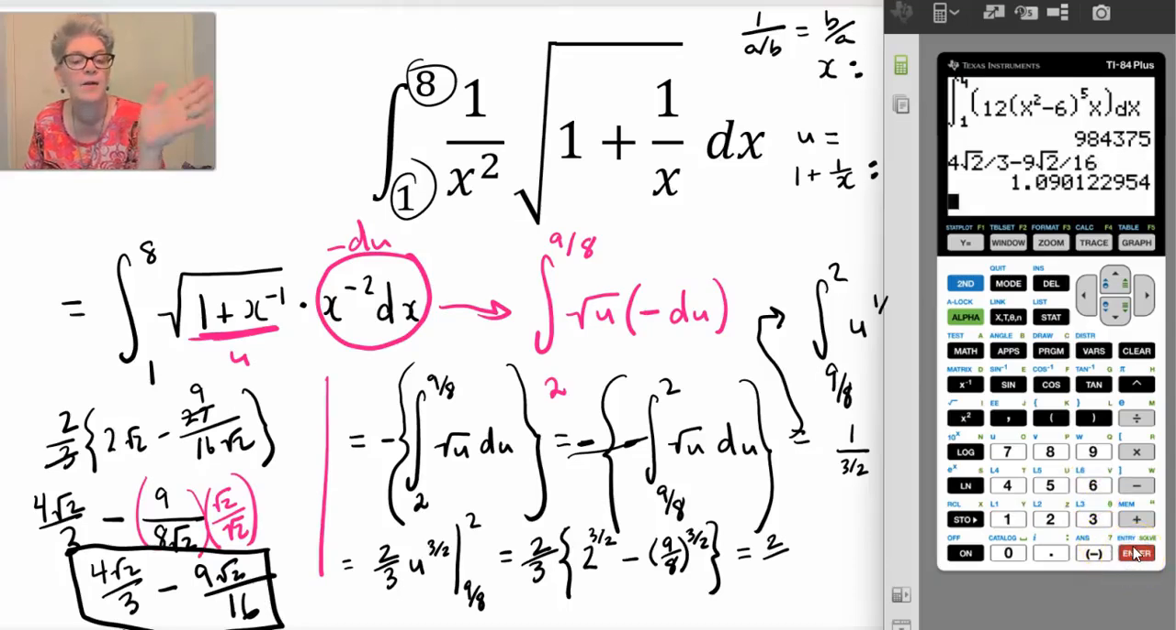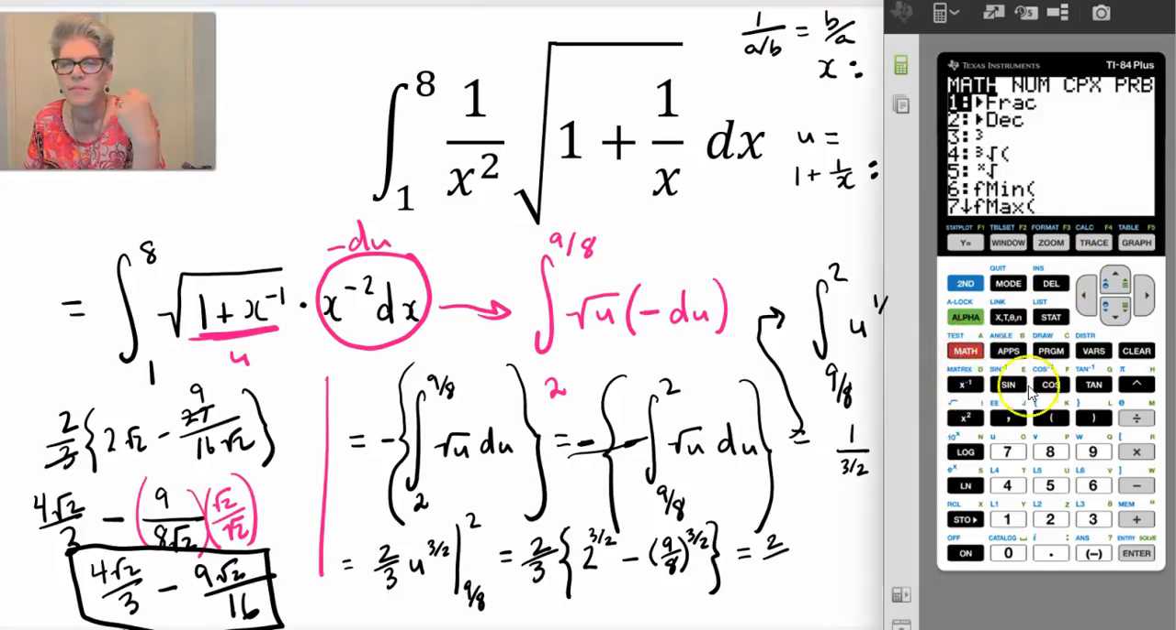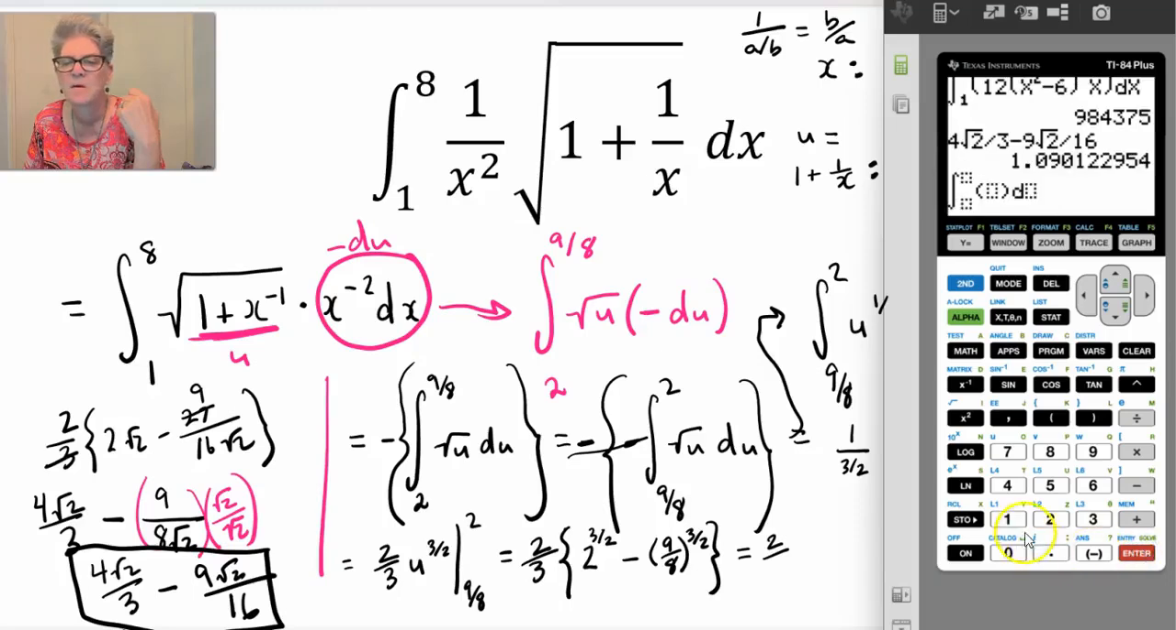Okay. Now, how do I know that's the right answer? I can check it. I can put the original problem I was given here. So I'm going to check it with the original problem. So 1.090 something. So I'm going to press the math button. And then I'm going to come down here to number 9.